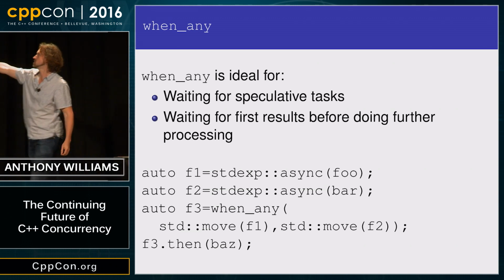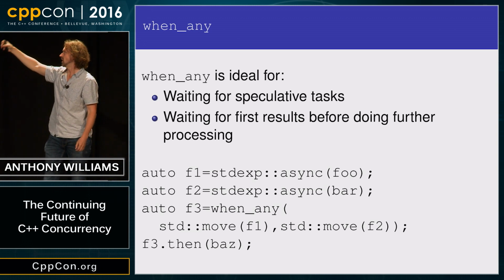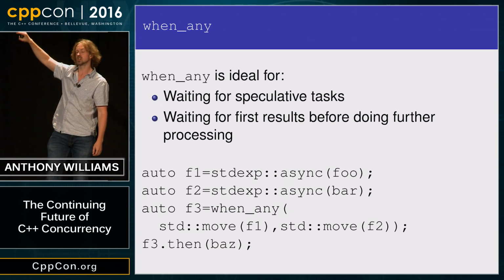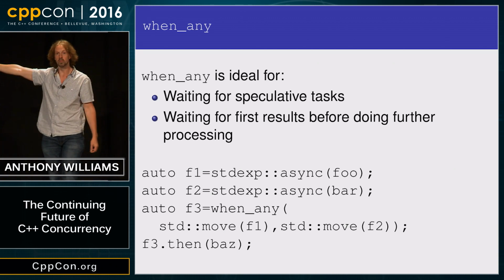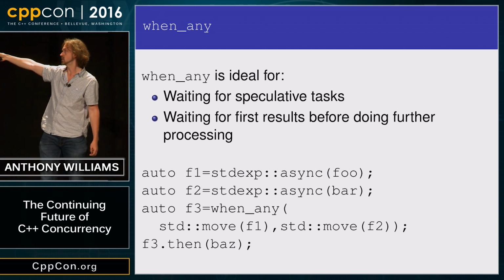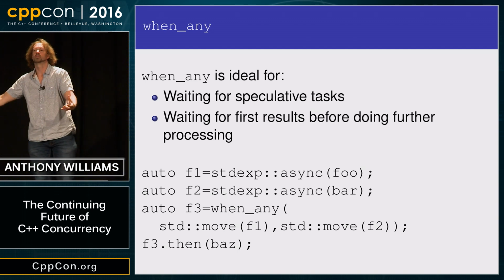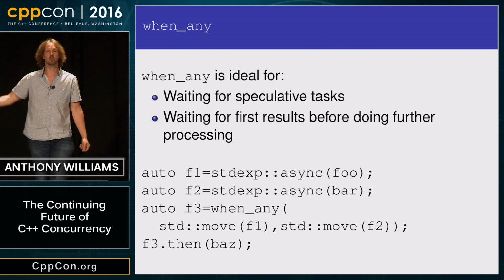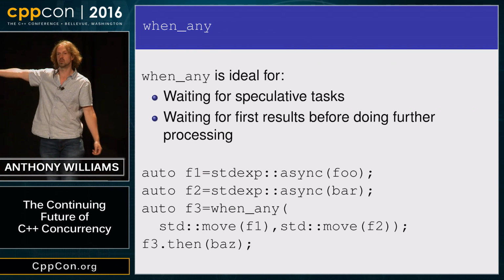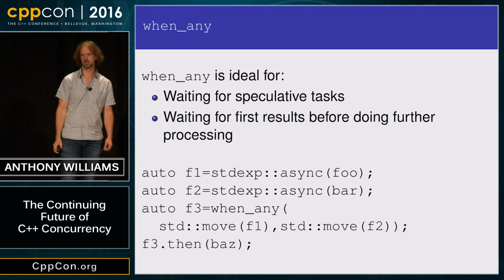So we launch 2 things with async. F1 and F2 give us our tasks. And then these are standard futures, or experimental futures, and so we have to move them. We move them into our when_any call, and then we get back a future that holds the when_any result. It's an experimental future, so of course we can chain it with continuations. So we can say f3.then, do some processing.